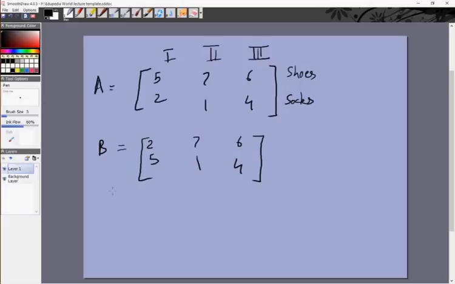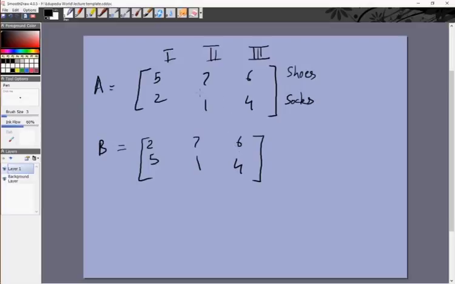Now I'm going to start using the word matrix instead of array, because like we said, a matrix is a rectangular array of numbers, and that's all we'll be concerned with right now. So you could say that a matrix represents, in the row line, the item made, and in the column line, which factory.